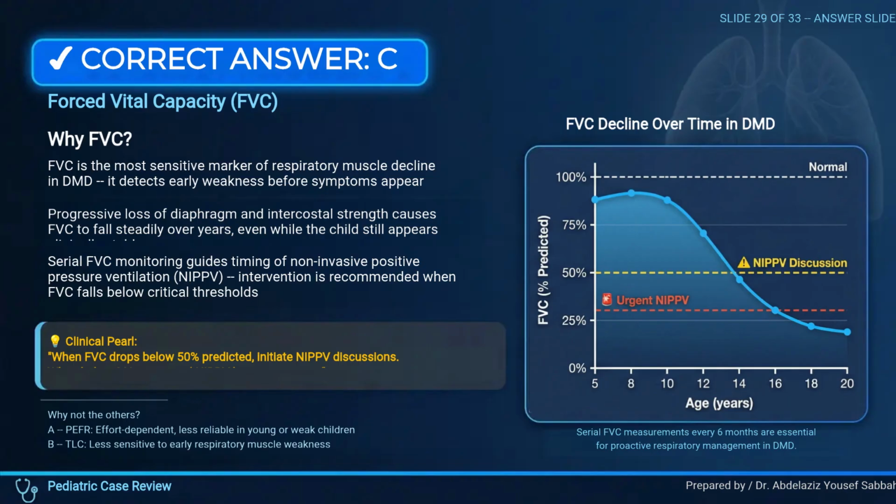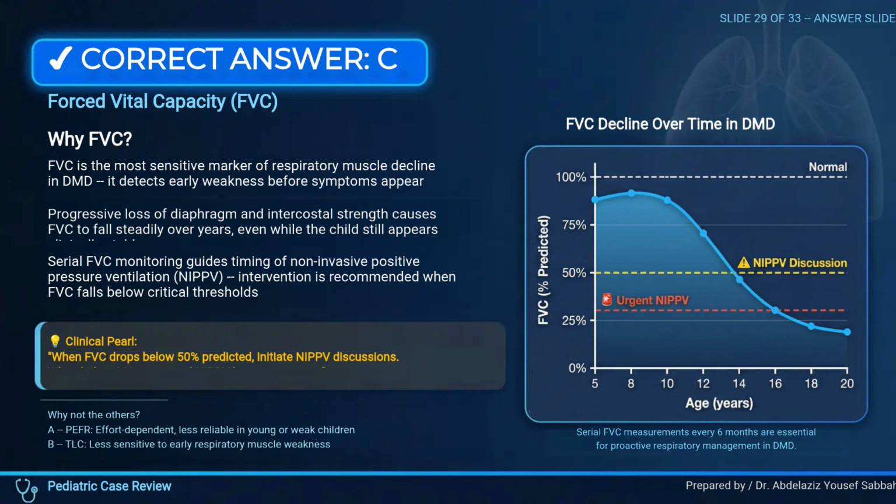Forced vital capacity is the most sensitive marker of respiratory muscle decline in Duchenne muscular dystrophy. It detects early weakness before symptoms appear. Progressive loss of diaphragm and intercostal strength causes forced vital capacity to fall steadily over years, even while the child still appears clinically stable. Serial forced vital capacity monitoring guides the timing of non-invasive positive pressure ventilation.